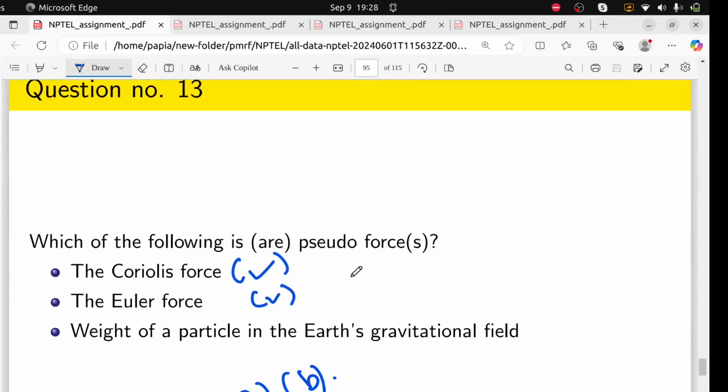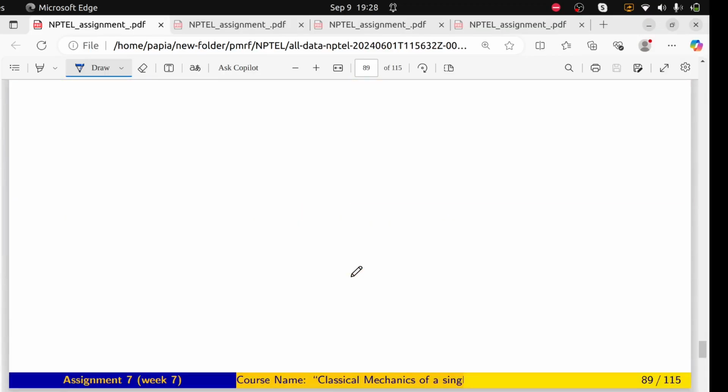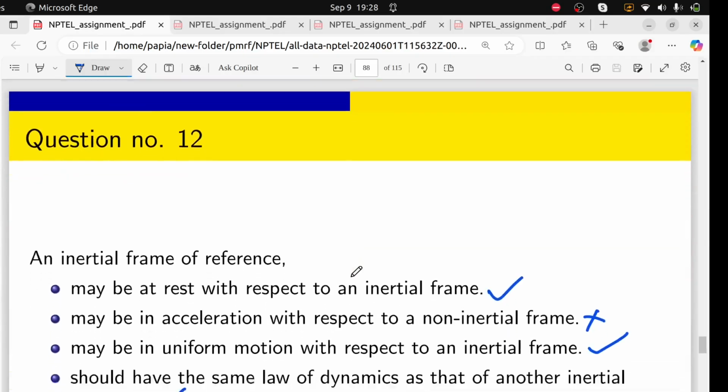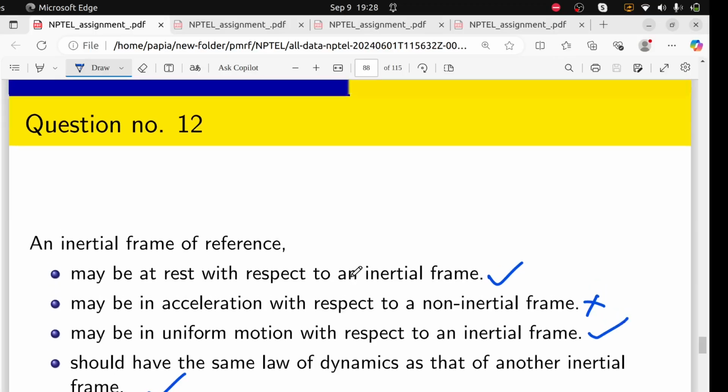Now question number 13 is about what the pseudo forces are, and here the Coriolis force and Euler force are the pseudo forces. Now about the inertial frame of reference, the first one is correct, third one correct, fourth one correct, and fifth one correct.